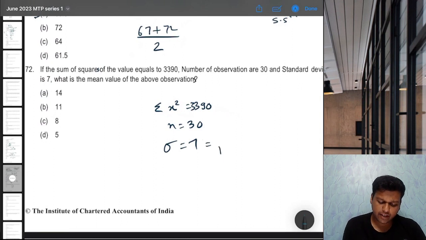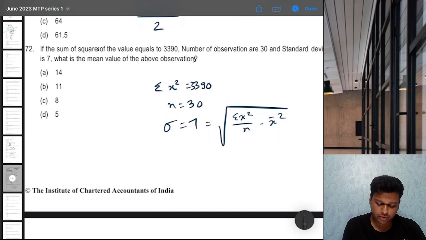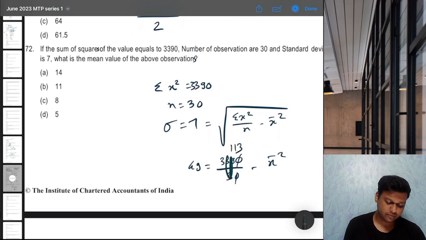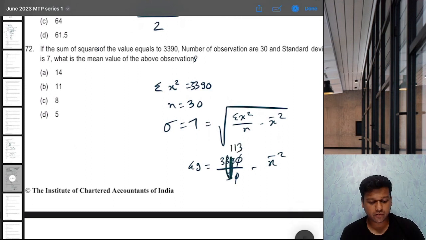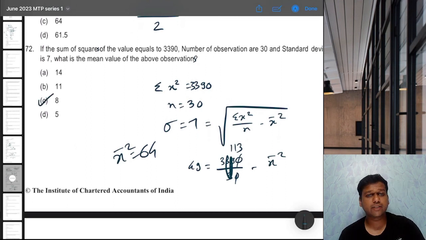What is the formula of standard deviation? Square root of summation x square upon n minus x bar square. Right. So let's take the square of both sides. So 49 is equal to, this root sign will go away, 3390 by 30 minus x bar square. So 3390 by 30 is 113. So x bar square is 113 minus 49, which is 64. That means x bar is 8.